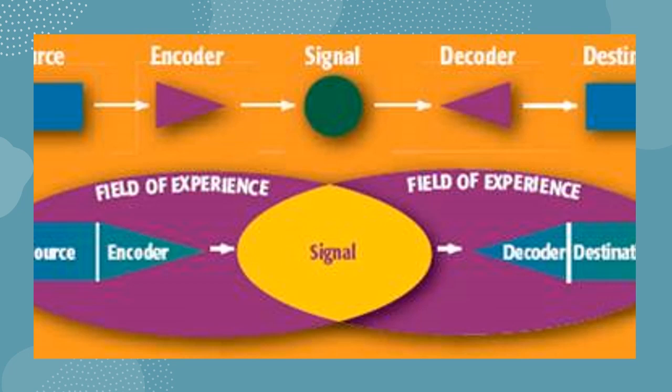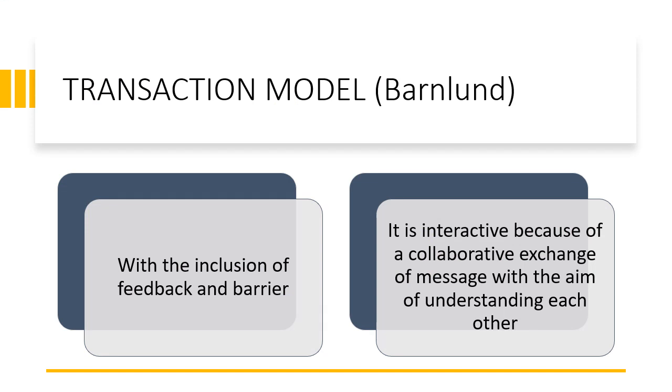It is a continuous process of message and feedback that allows for interaction. For Wilbur Schramm's model, don't forget the field of experience. If the speaker and the listener don't have the field of experience, communication breakdown occurs. At this stage, let's have Barnlund's transaction model.